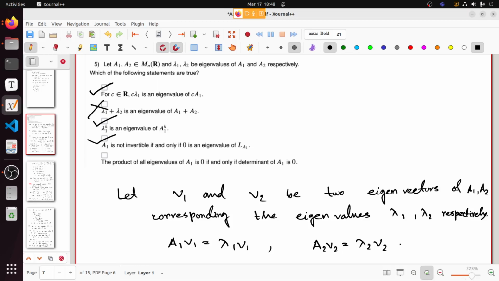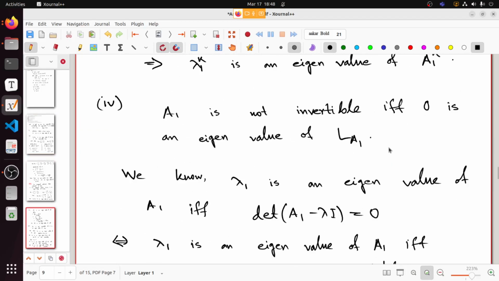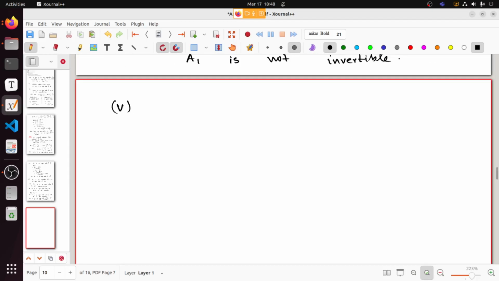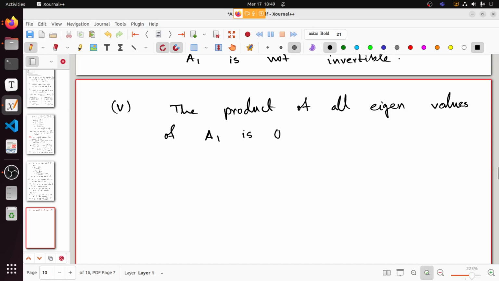What is option number 5? The product of all eigenvalues of A1 is 0 if and only if the determinant of A1 is 0, right? So what is option number 4 saying? A1 is not invertible if and only if 0 is an eigenvalue. So let's check it. The product of all eigenvalues of A1 is 0 if and only if the determinant of A1 is 0, right? So, the product will be 0 if and only if at least one will be 0, right?